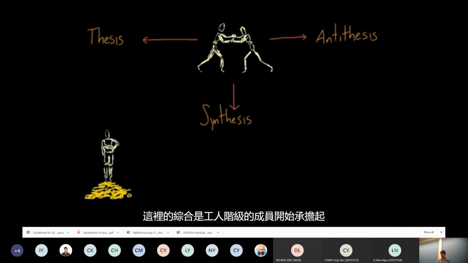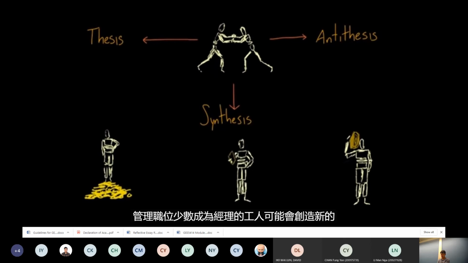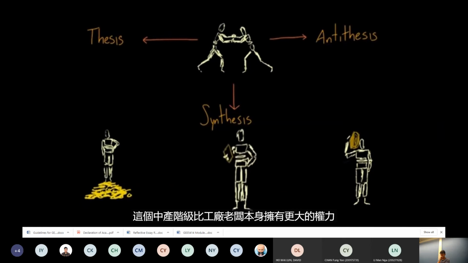Perhaps the synthesis here is that members of the working class begin to take on managerial positions. The few workers who become managers might create a new middle class that has even more power than the factory owners themselves. This synthesis of thesis and antithesis would eventually become a new thesis in its own right, and begin the process of creating its opposite once again.